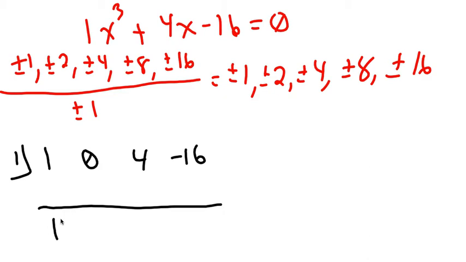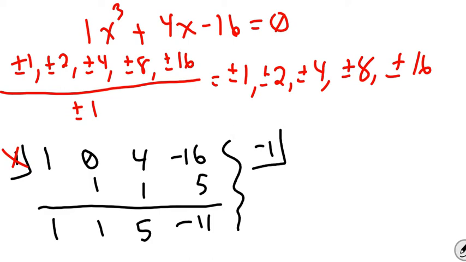So multiply 1 times 1 is 1, and then this would be 1 times 1 is 1. Add those together, you get 5 times 1 is 5. So we end up with negative 11. So all this tells me is that 1 did not work. So then I go on and I try negative 1. And I say 1, 0, 4, negative 16. These numbers, 1, 0, 4, and negative 16, they're the coefficients of these, okay?